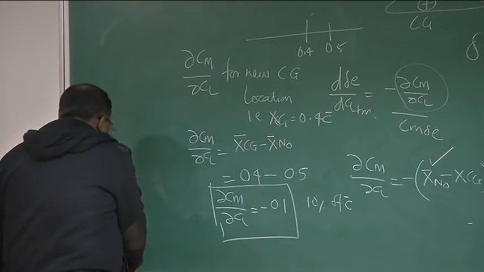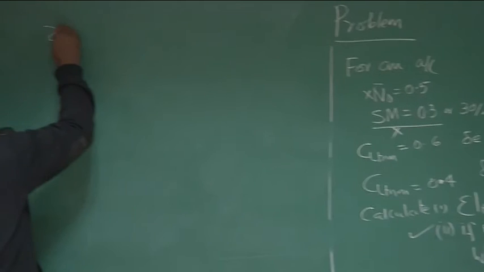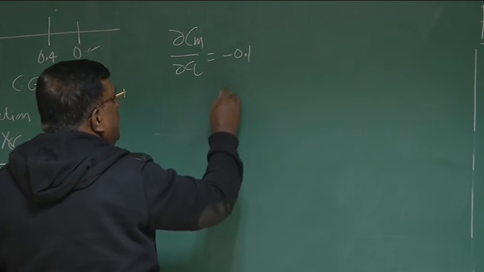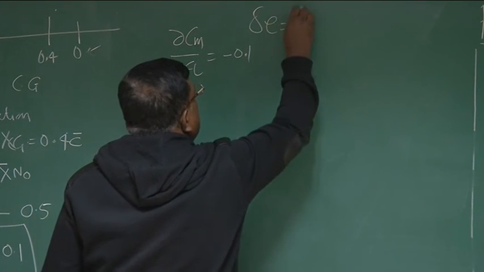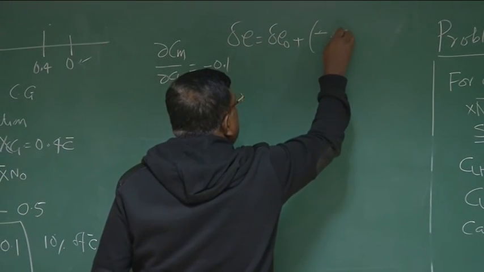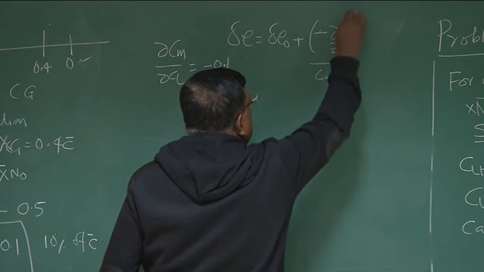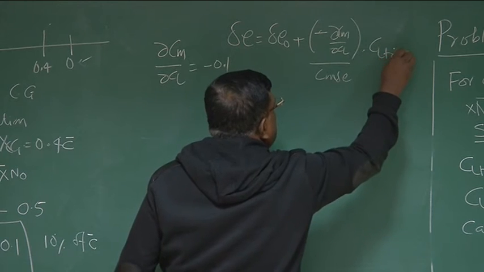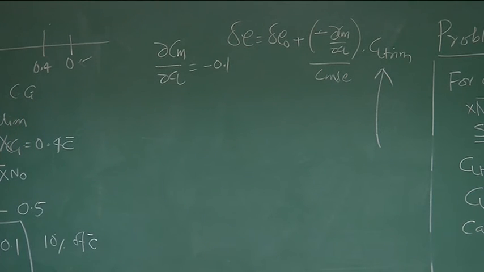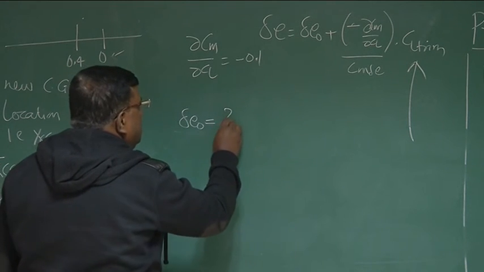Okay. So now I know the value of dCM/dCL. It is minus 0.1, and we know that we are working with the relationship delta E equal to delta E naught plus minus dCM/dCL by CM delta E into CL trim. We want to find out what is the CL trim so that delta E is 0, and we also know delta E naught equal to what? Delta E naught equal to what?